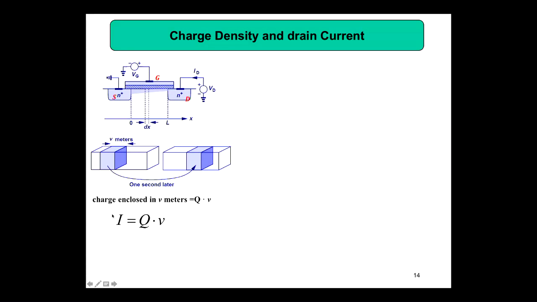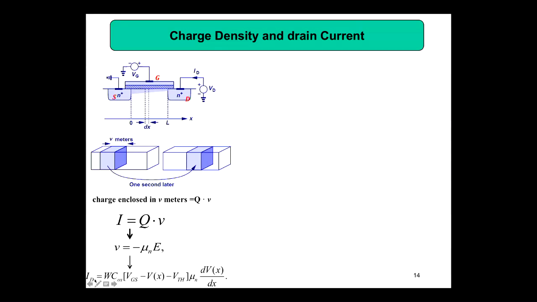Then current equals the charge enclosed in V meters, because that is per second. So charge per second, that is actually your current. I equals Q into, instead of velocity, if you put dx by dt, and then for 1 second, your charge into velocity is equal to your current. Then velocity, you know the standard expression, is equal to minus mobility of electrons into electric field. So whatever the electric field you have got here and the mobility of electrons, then you can substitute.